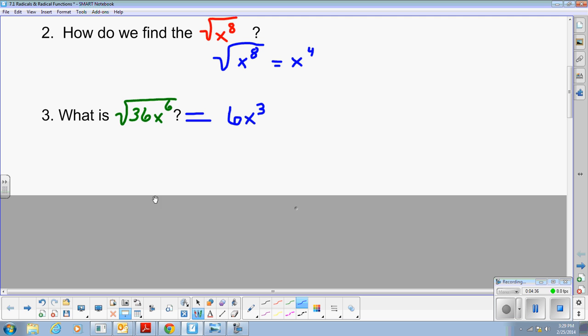And just to show you, let me write that down here and I'll put it in a different color. If I have 6x cubed times 6x cubed, do my numbers. 6 times 6, 36. X cubed times x cubed. Add your exponents. 3 plus 3 is 6. 36x to the 6 power, and notice now I have the same answer as what I had back underneath my square root symbol.